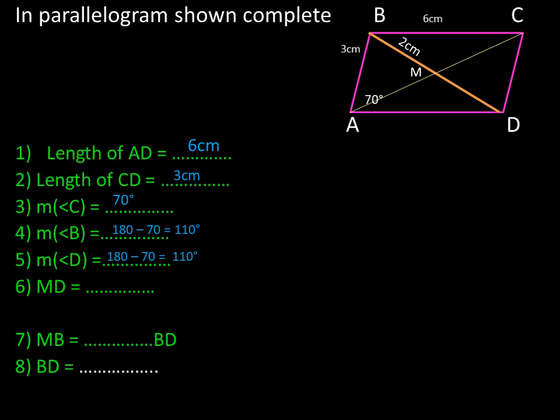Number 6, find MD. BD and AC bisect each other, which means MB equals MD. MD equals 2 cm. Number 7, MB is half of BD. We said before that when the diagonals bisect each other, the part of the diagonal equals half of the whole diagonal. Number 8, BD. BD is the whole diagonal. So MB plus MD is 4 cm.